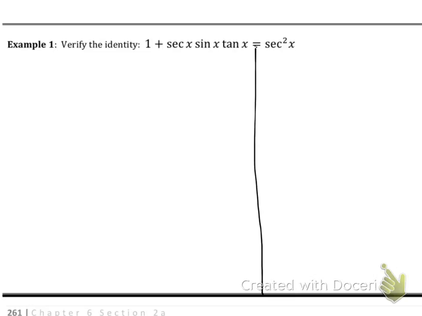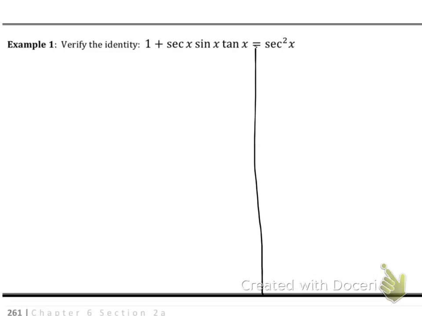Our number one rule is to find the most complicated side. Pretty sure that's this guy. This guy's got a lot going on. This is just secant squared. So I'm just going to focus on this guy. I'm not even worried about the secant squared, honestly, because with these, if you simplify a side, generally it'll come down to the other side, regardless of how you do it. So I'm just focused on this side.